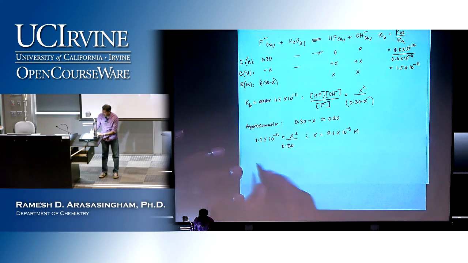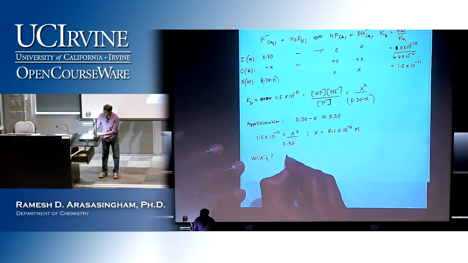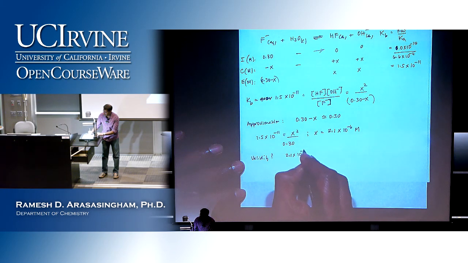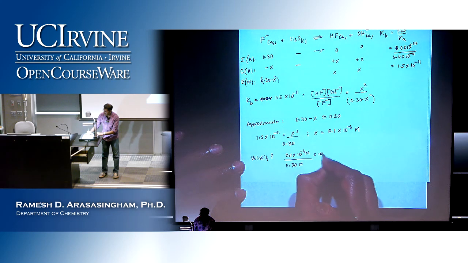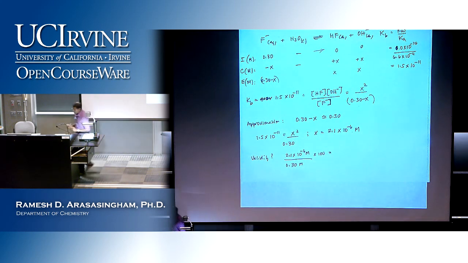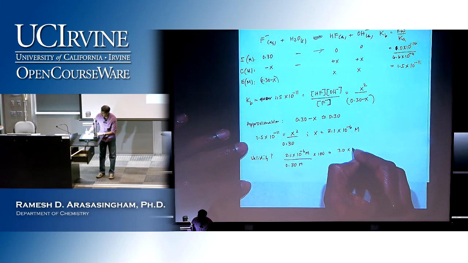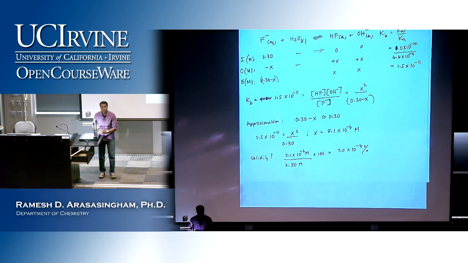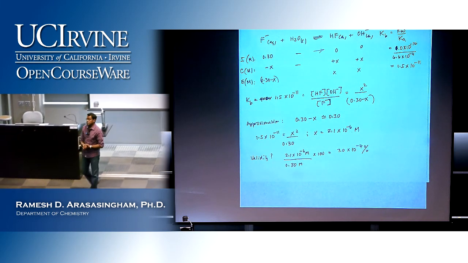Now, quickly check for validity. Is my approximation valid? And that would be 2.1 times 10 to the negative 6 molar. I'm saying that this concentration is really small compared to 0.30 molar. And that comes out to be 7 times 10 to the negative 4. So that is a really, really small number. So you can see that our approximation is pretty good.